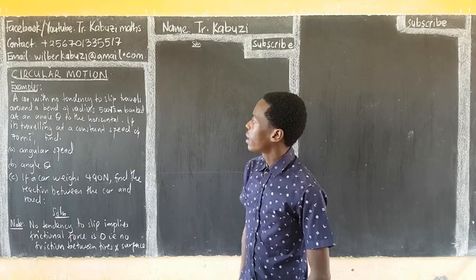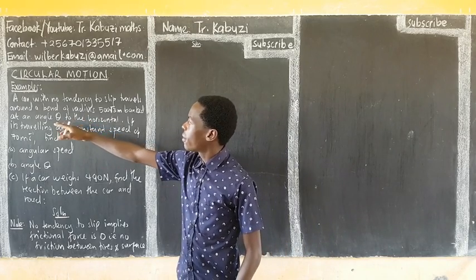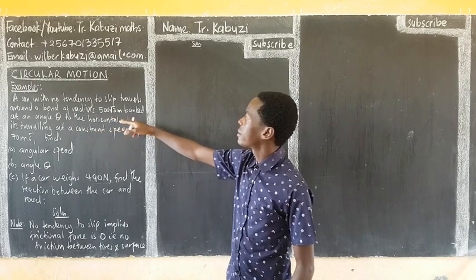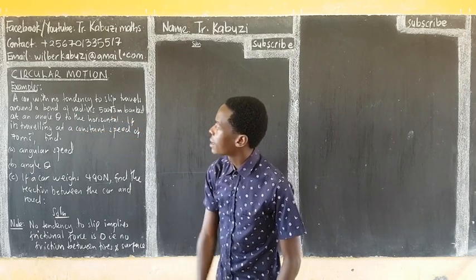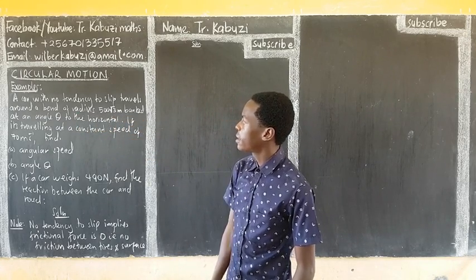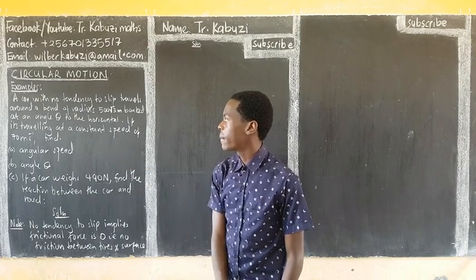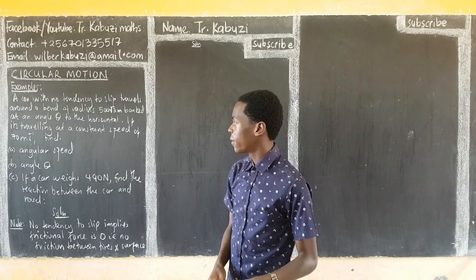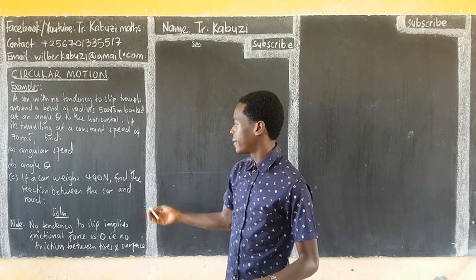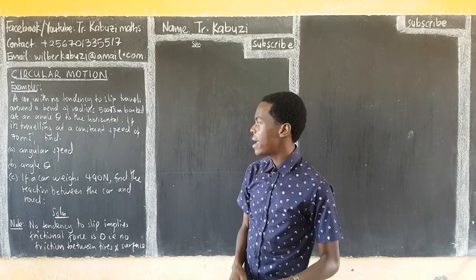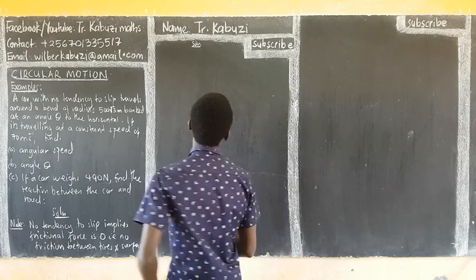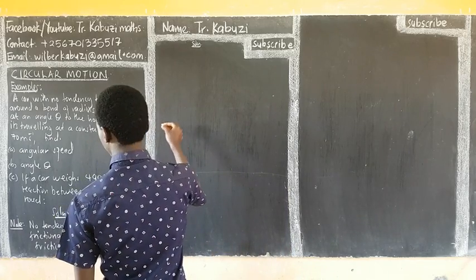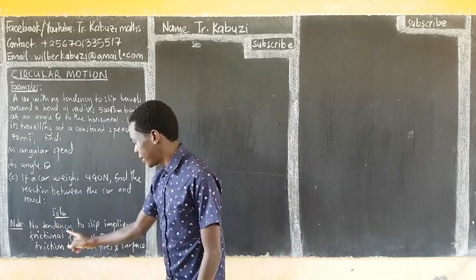So, a car goes around a bend of radius 500 root 3 meters, banked at an angle theta to the horizontal. If it's traveling at a constant speed of 70 meters per second, find the angle theta. If the car weighs 490 newtons, find the reaction between the car and the road. Start by putting down a simple sketch.